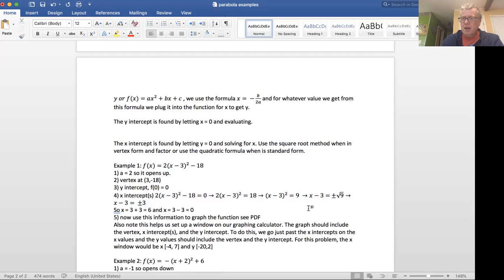I have the graphs on a PDF, so let me stop the share right here, and let's look at that PDF. You're going to go back and forth with this. So be calm.